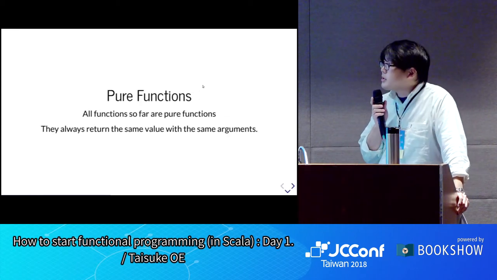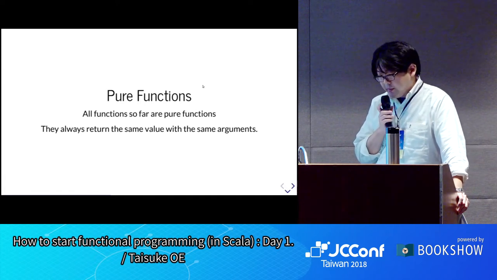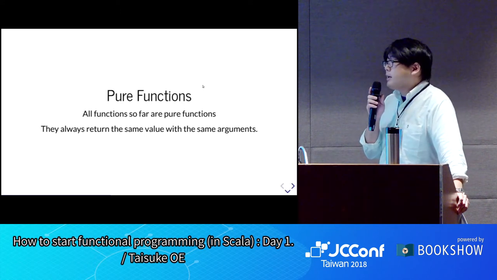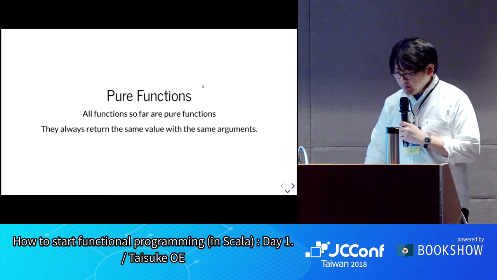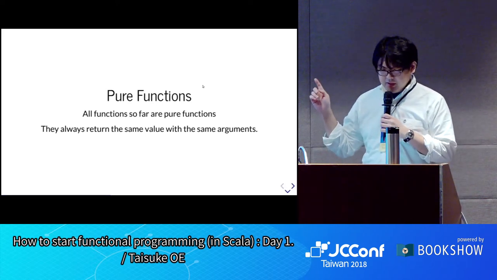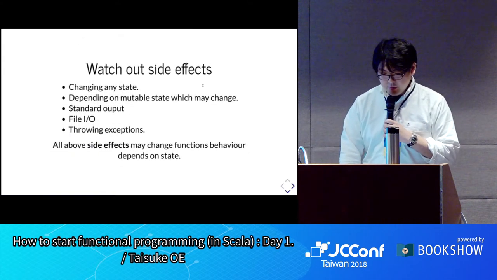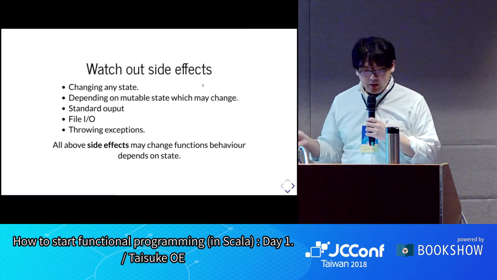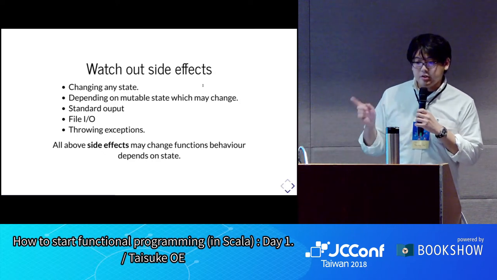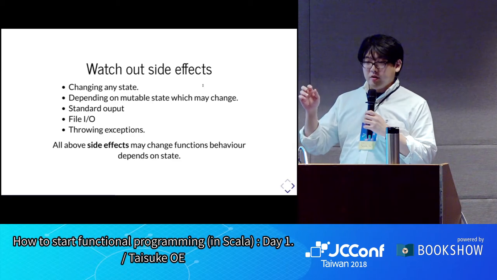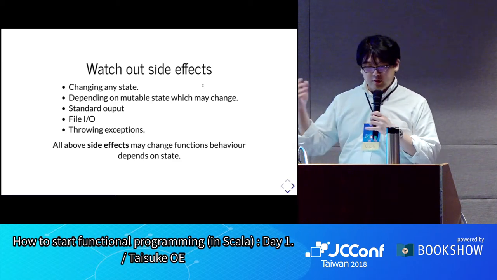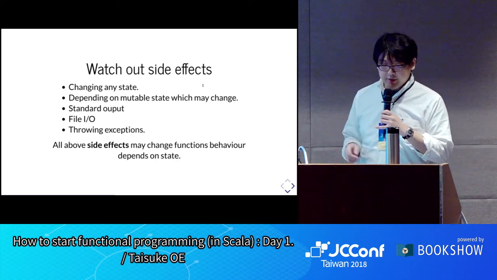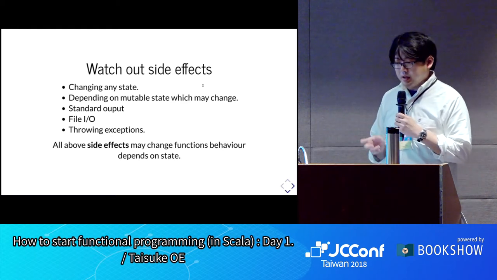All functions so far are pure functions. So the next topic is function purity. They always return the same value with the same arguments, so we call them pure. This is a very important feature, because some side effects break this rule, like changing any state in the function, or the function depending on mutable state which may change from outside of the function, or writing to standard output, file input or output, or throwing an exception. All of these side effects may change the function behavior.